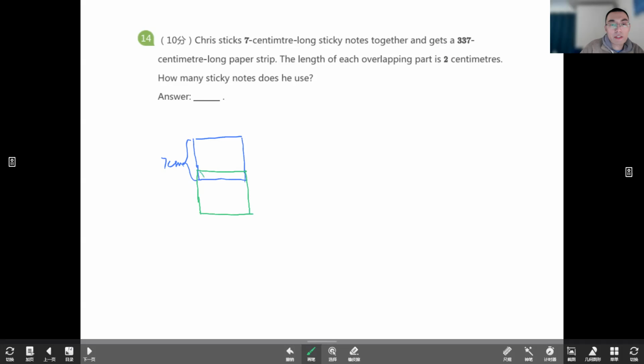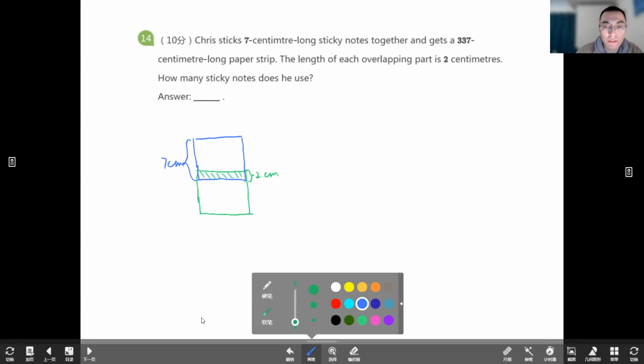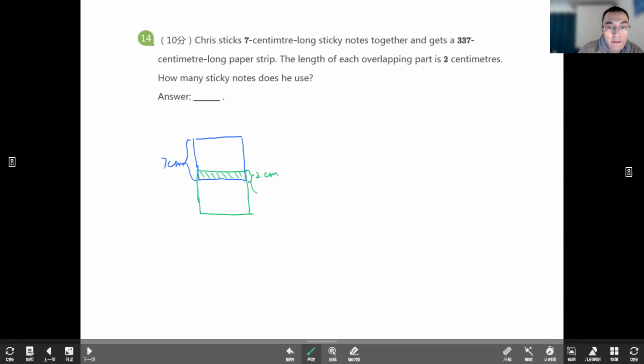Now this overlapping part, I know, is going to be 2 centimeters. And because my second sticky note is 7 centimeters, that means this part, the part that was not overlapped, should be 5 centimeters. Yeah, and the same for the first one. This part should be 5 centimeters.